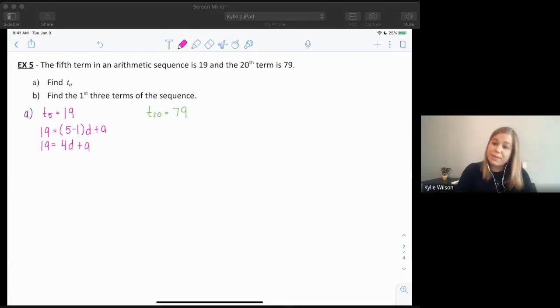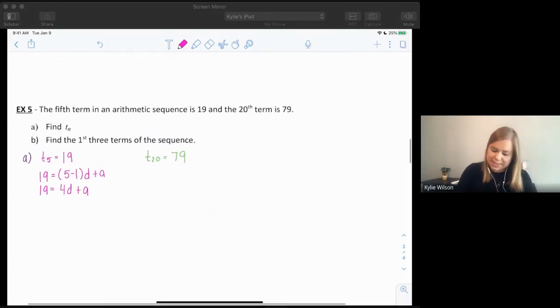There we go. And now I'm going to do the exact same thing for the green one. So we'll have our 20th term is 79. So our whole thing equals 79 when n is equal to 20. There we go. I'm just going to simplify inside the brackets for a moment.